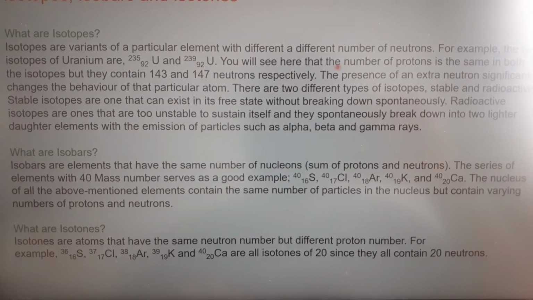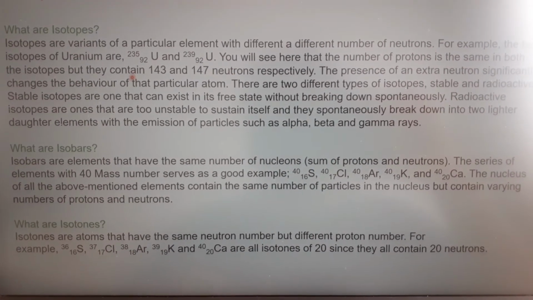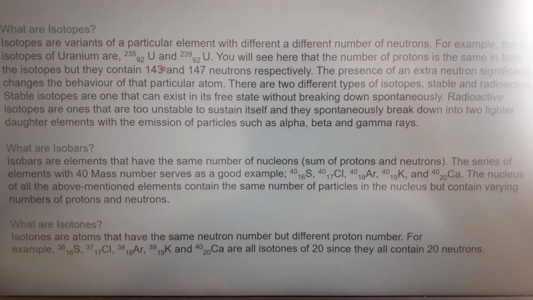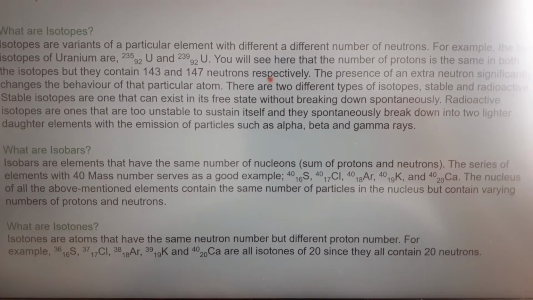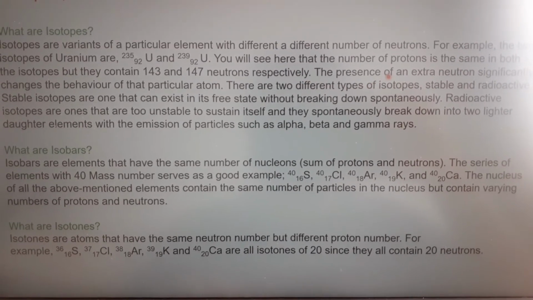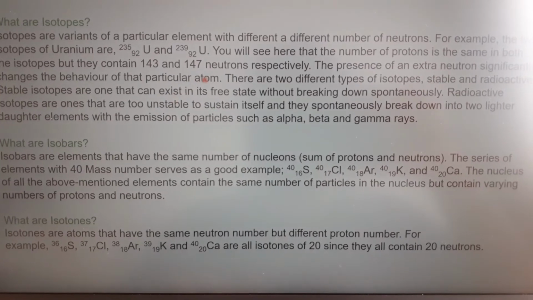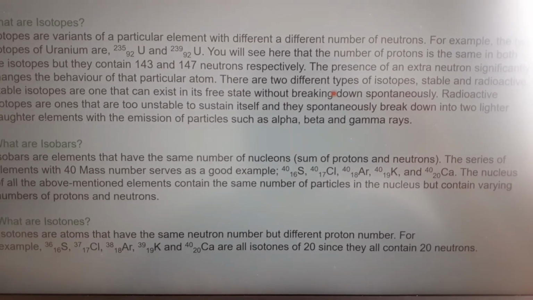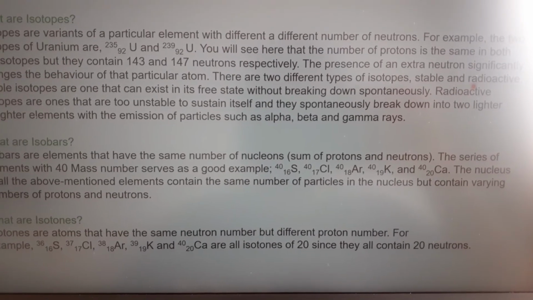You will see here that the number of protons is the same in both isotopes, and they consist of 143 and 147 neutrons respectively. The presence of extra neutrons significantly changes the behavior of a particular atom. There are two different types of isotopes, which may be stable or unstable, or radioactive.